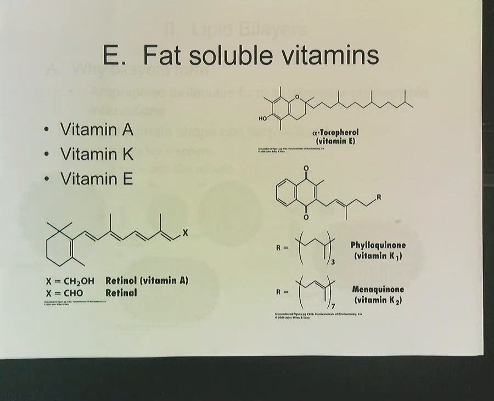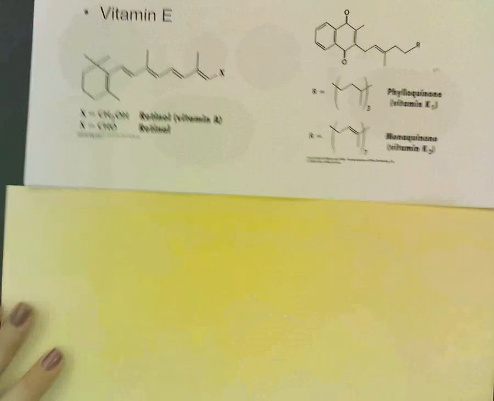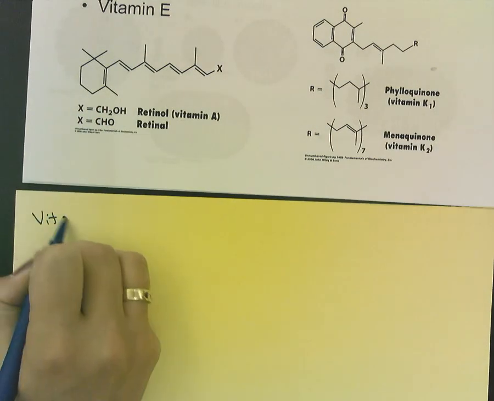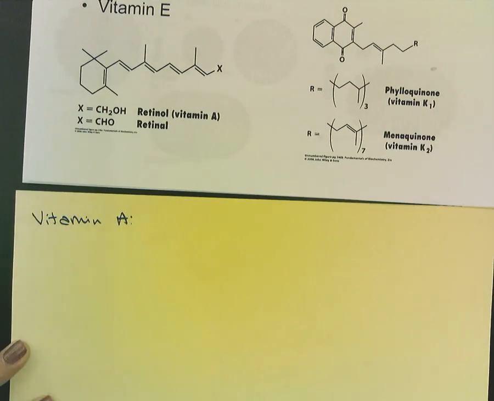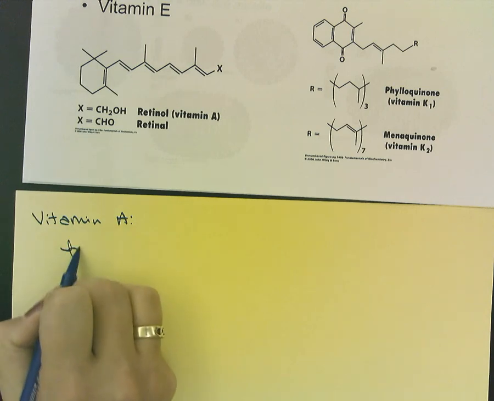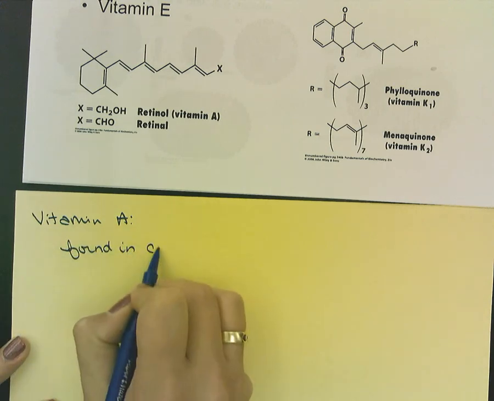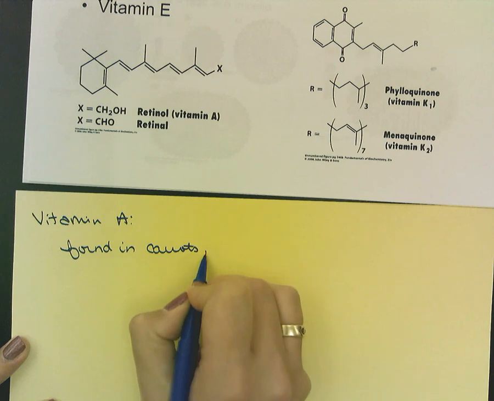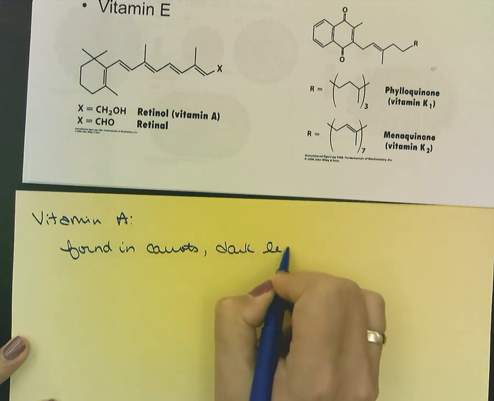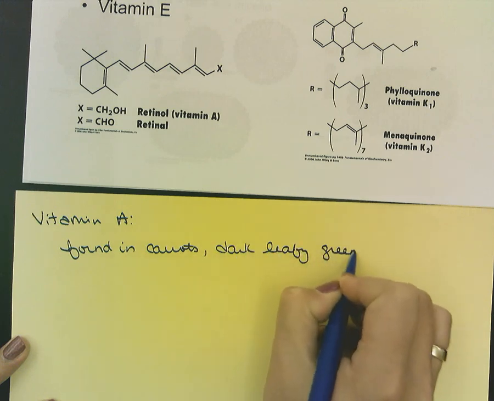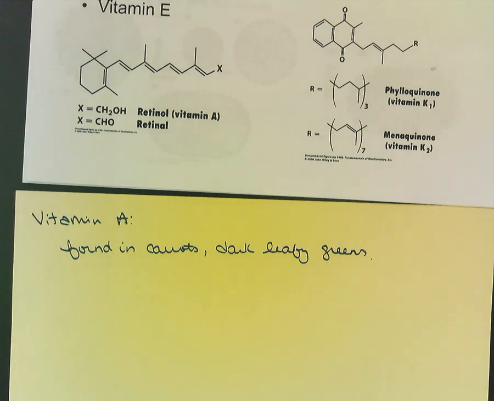Actually, I'm going to write this on a separate page so I didn't leave myself any space. Okay, so 2 good examples of vitamin A: carrots, dark leafy greens, pretty much any food that's orange. So you got your sweet potatoes, your pumpkins, and your squash. All of those orange foods.